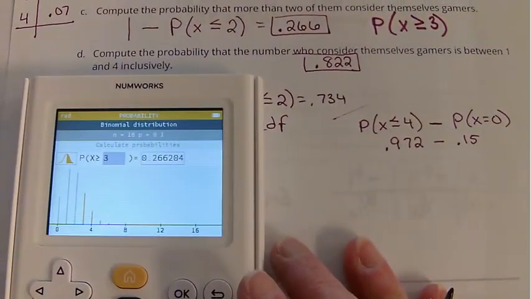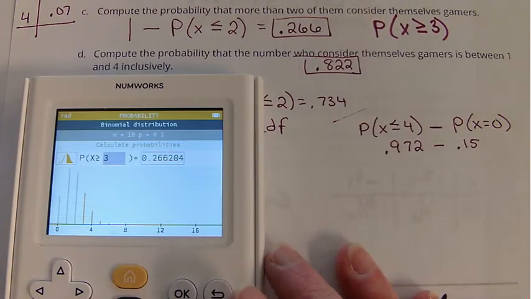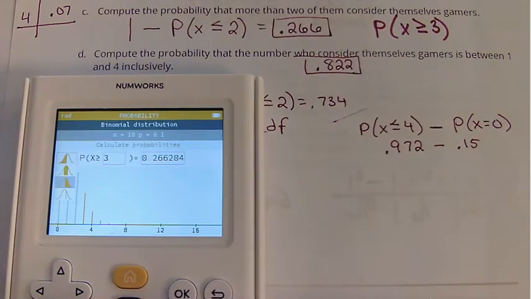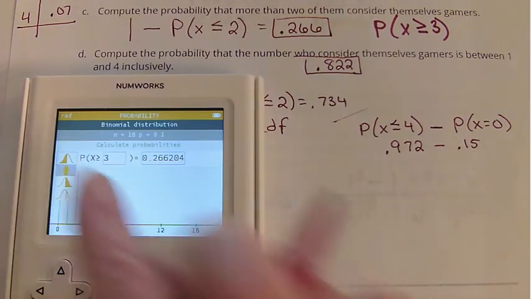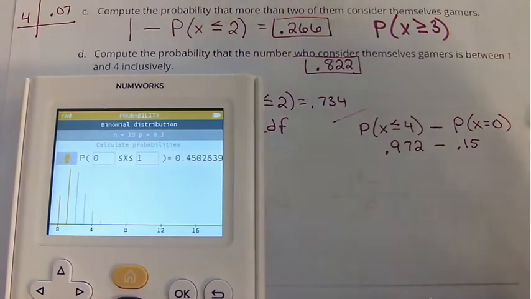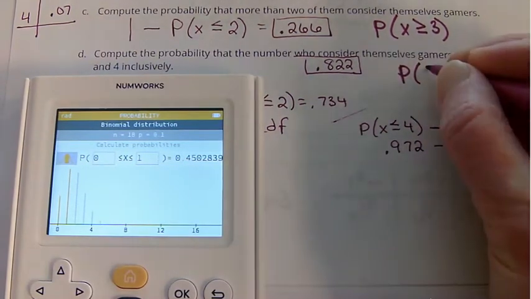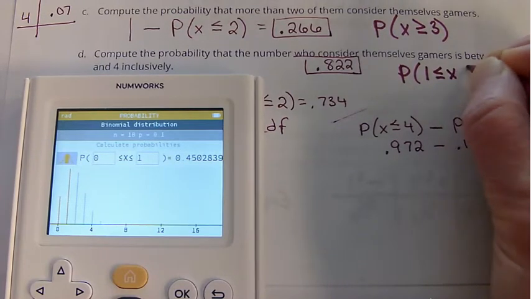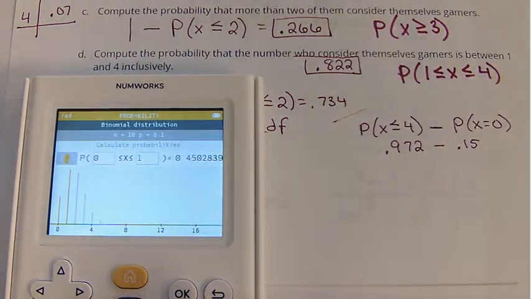What about the number who consider themselves gamers is between 1 and 4? I love this calculator because you can actually go, whoops. This option where it has a section like that, it's going to be between 2 X values. So you can actually find the probability of being between 1 and 4. This is lovely because it's a little bit less work on you. Let's see if we get the same answer. We got 0.822 with the TI. Got the same thing here.